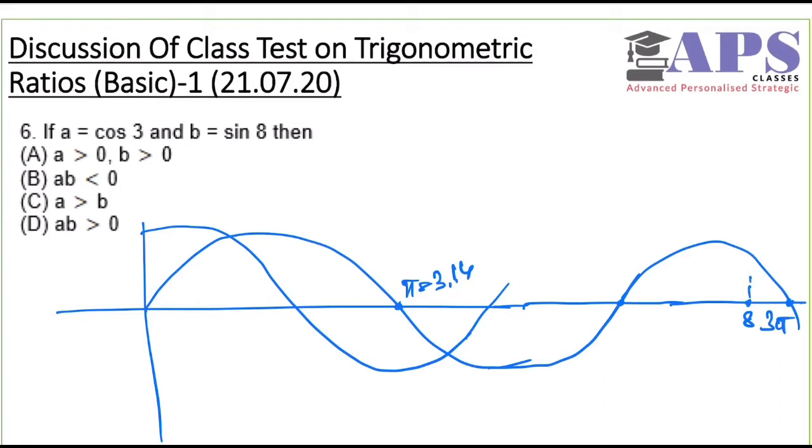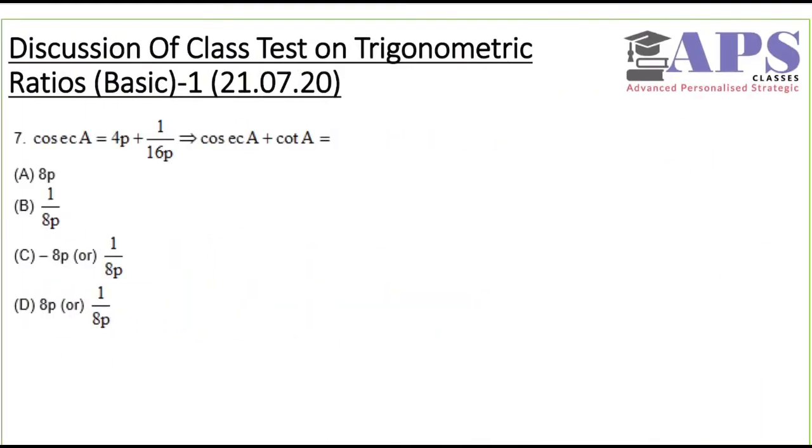So for 8, if I consider sine, that is a positive number, and for cos, if I take 3, it is somewhere here, that is a negative number. So A is negative and B is positive. So the product of A and B is less than 0. B option is correct.